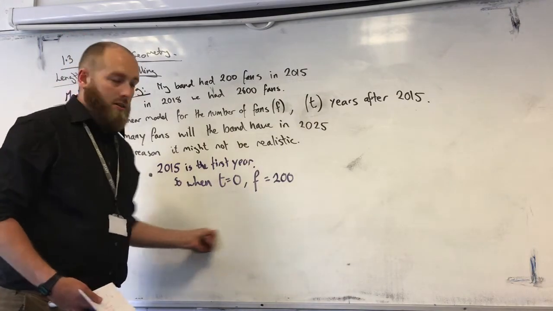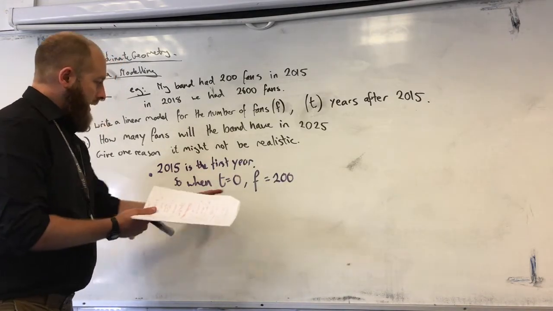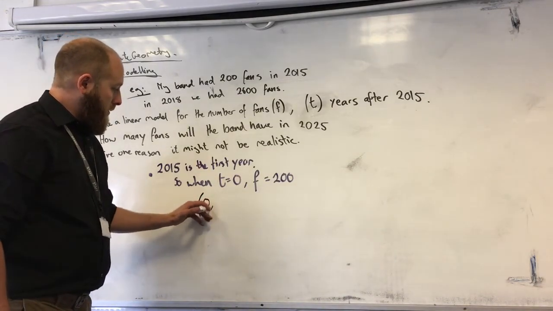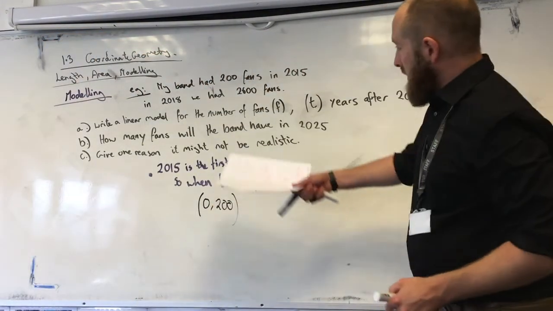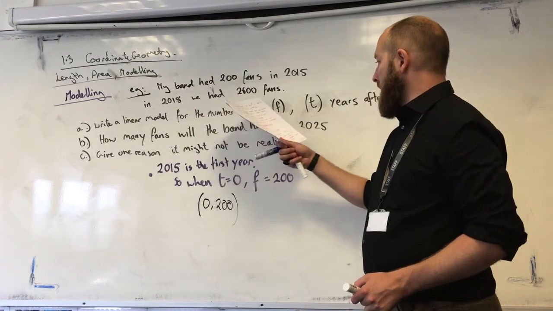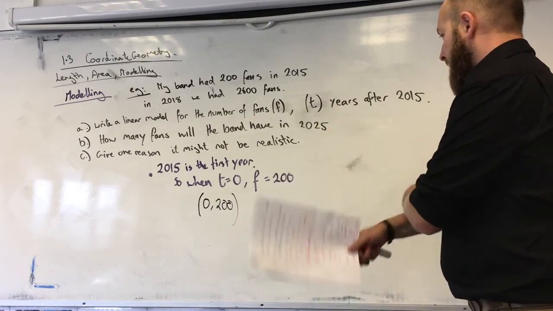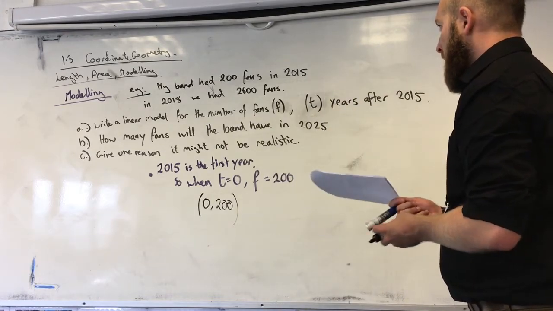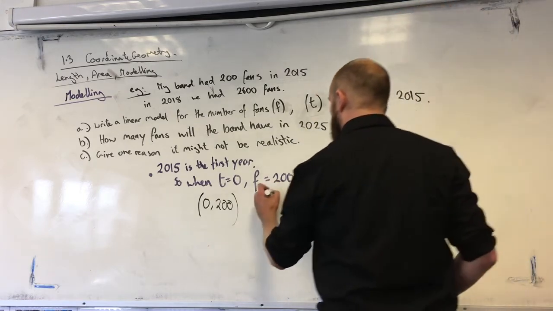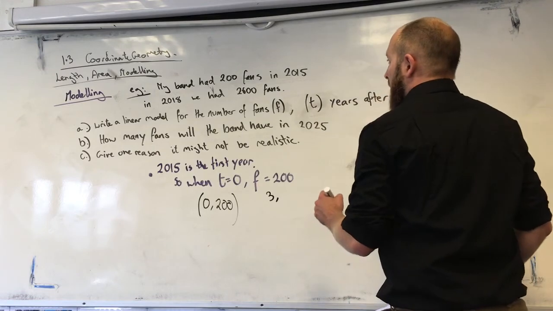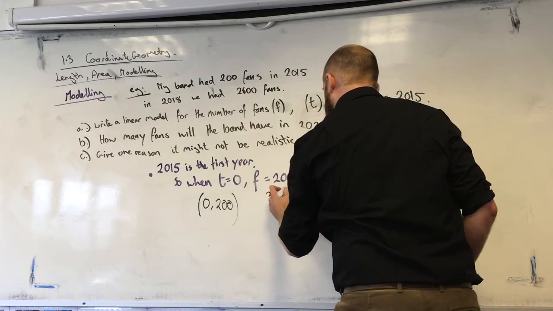Time is the thing that's changing, so time is going to be on our x-axis. We call it the independent variable. So as a coordinate, this is (0, 200). The other point we've been given is in 2018, we had 2,600 fans. So it's now 3 years, so 3 is our next x-coordinate, and our y-coordinate is going to be 2,600.